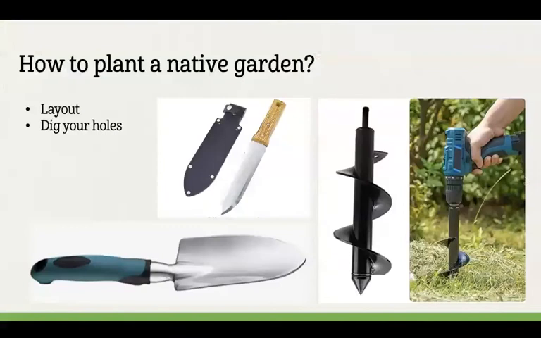You'll just dig a hole roughly the same size as the pot. You can use a garden trowel for this. I like to plant with a Japanese hori-hori knife that's shown in the upper left there. But you can also, even if you have a lot of plants to plant, get this drill bit auger type thing on a cordless drill and use that to really quickly make your holes.